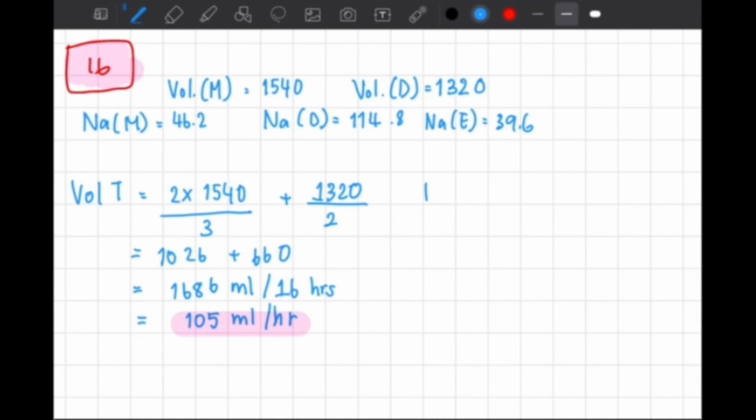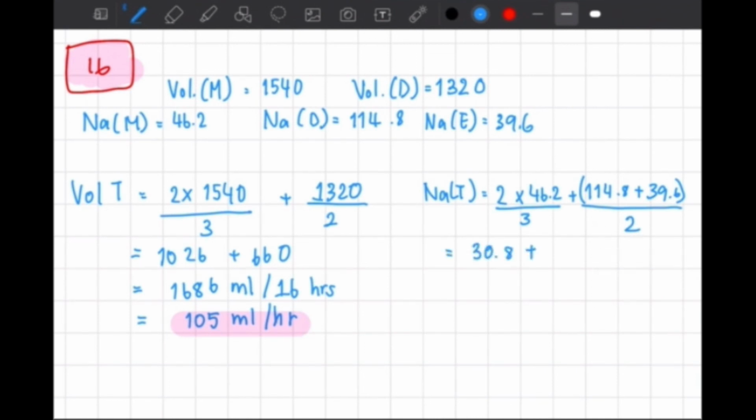Now let's go for our sodium total. That's going to be 2 multiplied by 46.2 divided by 3 plus 114.8 plus 39.6. All of this added up and divided by 2. So we'll end up having 30.8 plus 77.2, and we'll end up having 108 MEQs needed.